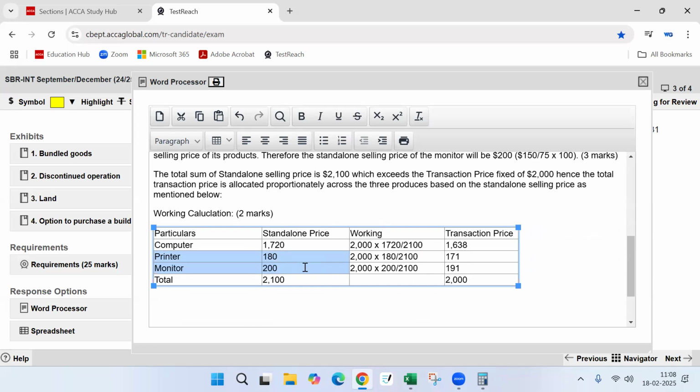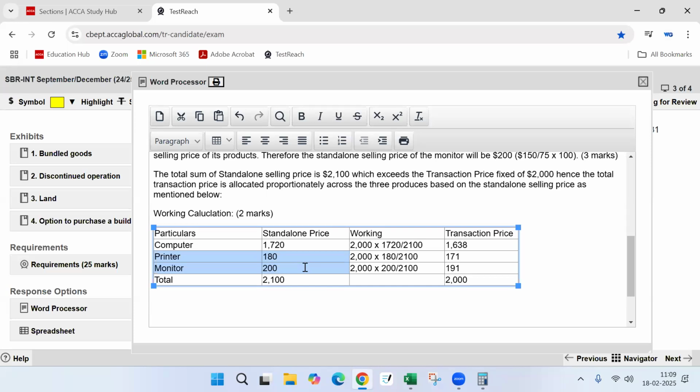It is not straightforward. They have not given you the printer and monitor's amount straightforward. They have given you the computer's amount straightforwardly, which is something that you can take. But the printer and monitor, they are not selling separately. So you need to realize from the standard that if it is not sold separately, you have to take an estimated approach. Isn't it? You have to take an estimated approach.